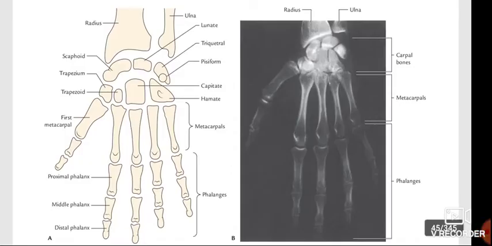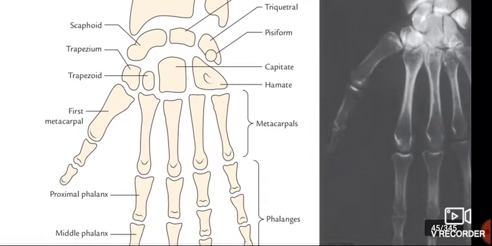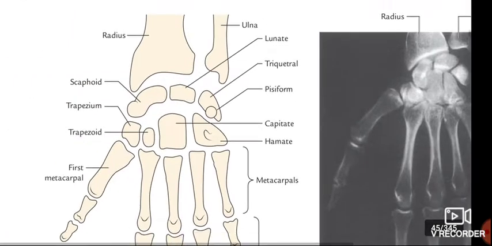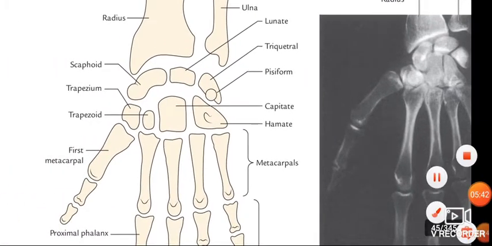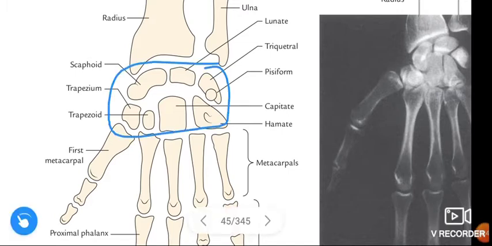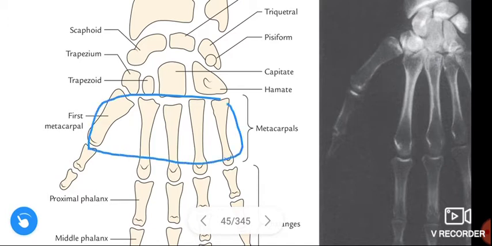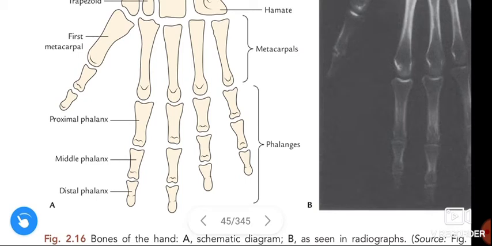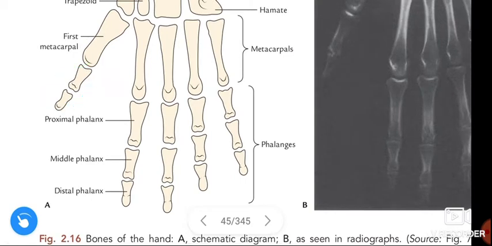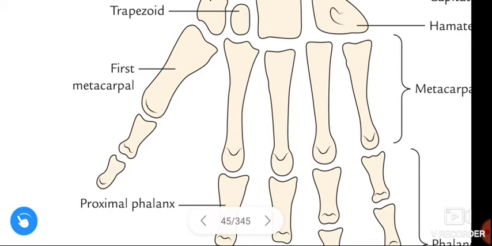For better understanding, see here first. These are the carpal bones. And these are the metacarpals. Next, except the thumb, all fingers have three phalanges. These are the proximal phalanx, middle phalanx and distal phalanx. But for the thumb, it has only two phalanges, proximal and distal.